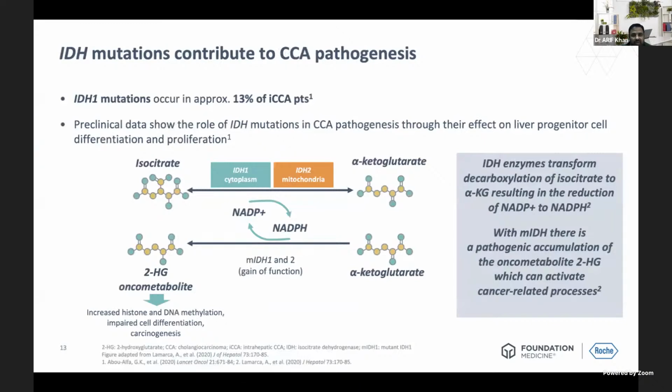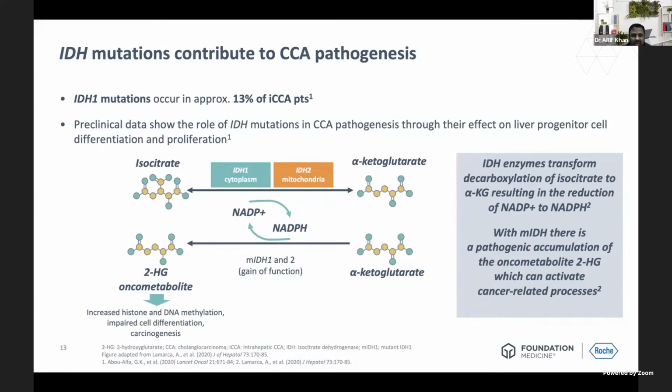The other alterations which can be found mainly in the intrahepatic cholangiocarcinomas are IDH1 mutations, and these are targetable. We have a targeted drug called ivosidenib. Ivosidenib was first approved in AML, where it has drastically improved outcomes. It has also been tried in the cholangiocarcinomas.